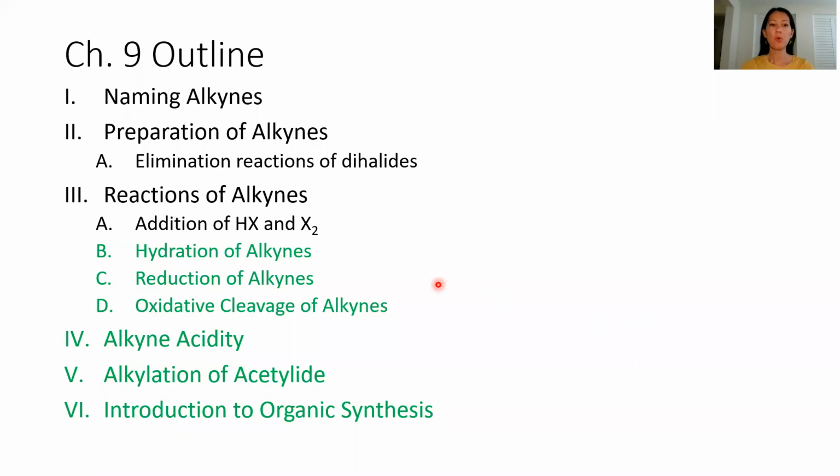Hello, welcome everybody. This is Alkynes Part 2, and we are going to resume where we last left off, and that is talking about more hydration of alkynes, reduction of alkynes, oxidative cleavage, that's using ozonolysis, and then we get into acidity, uses of acetylide, and then the more exciting and interesting part is an intro to organic synthesis, where you really start bringing together all the tools that you've learned and basically start constructing molecules.